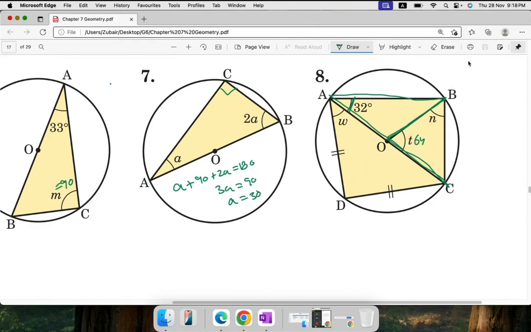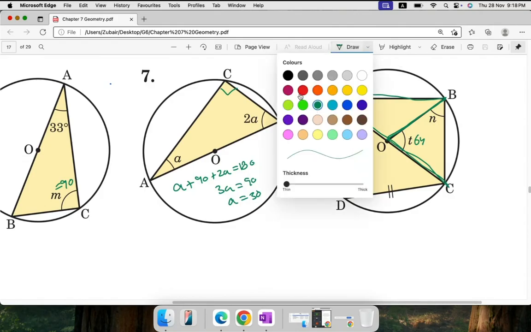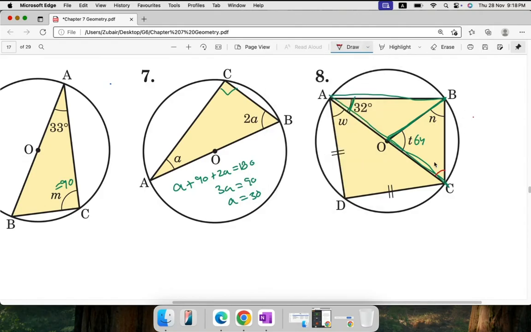Now work out N. OB is radius. OC is radius. So if that's N, this is also N. N plus N plus 64 is equal to 180. 2N is equal to 180 minus 64, which is 116. N is equal to 116 by 2, 56. This is 56. This is 56. Any doubts?